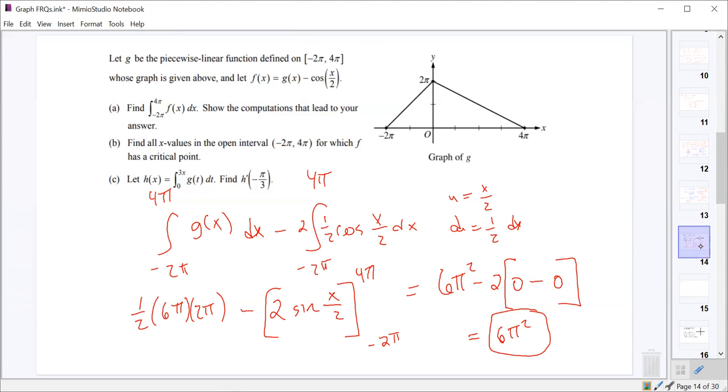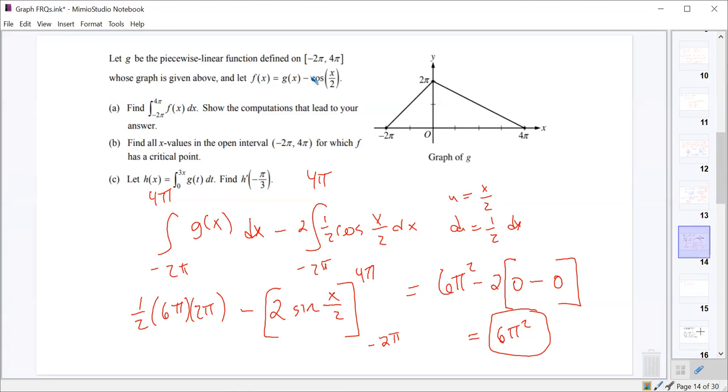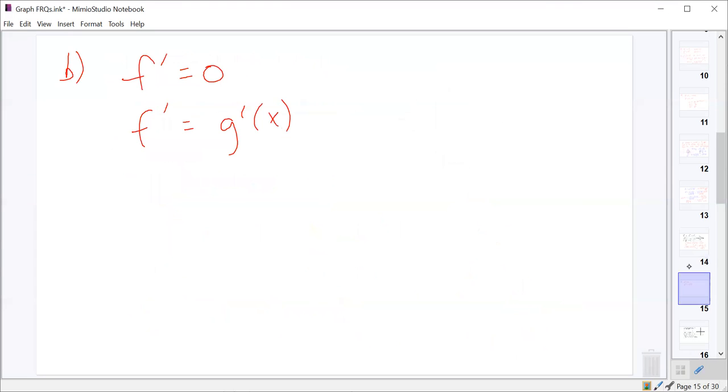Part B. Find all x values where f has a critical point. Well, that means f prime needs to equal 0. Well, what's f prime? F prime is g prime plus 1/2 the sine of x over 2. If you take the derivative of negative cosine x over 2, so plus 1/2 sine of x over 2. And we want to know when does that equal 0. So how are we going to figure out when that equals 0?